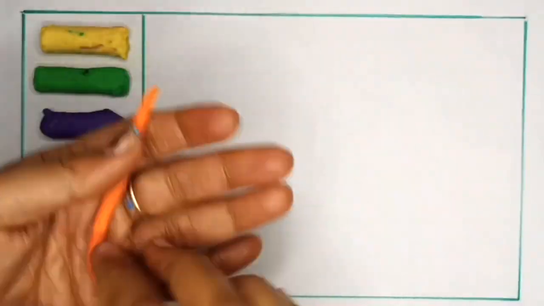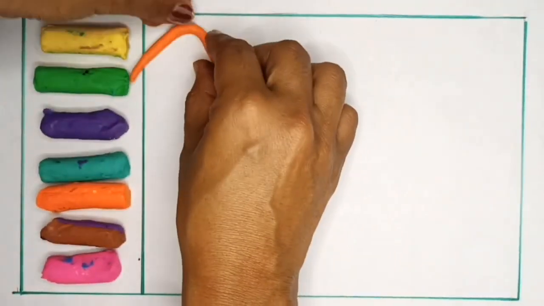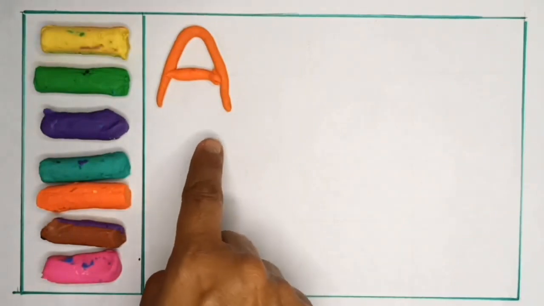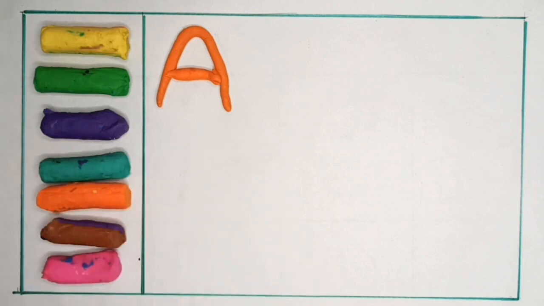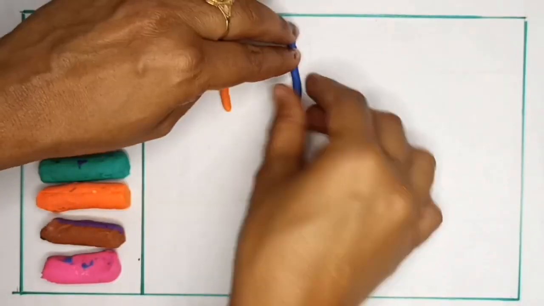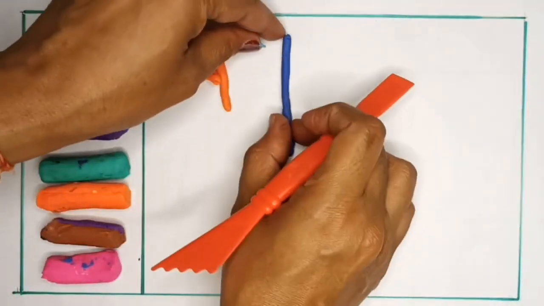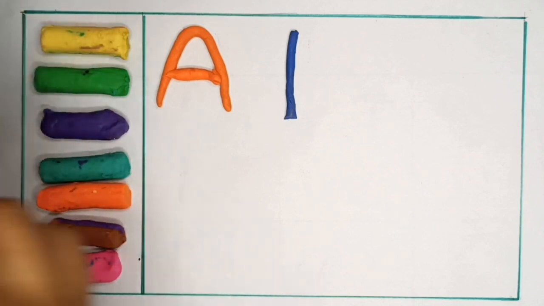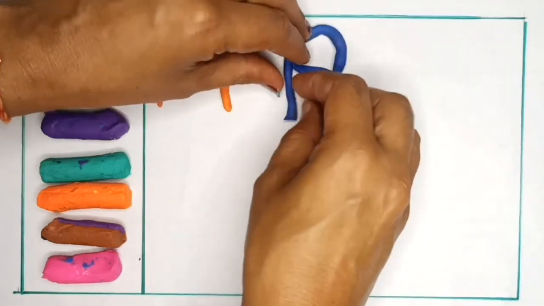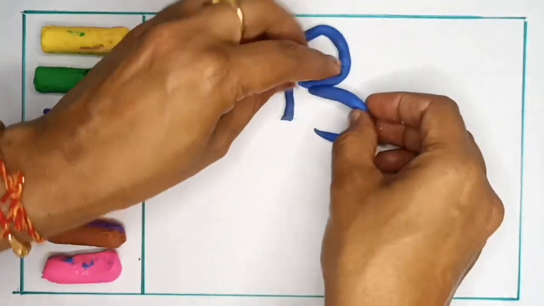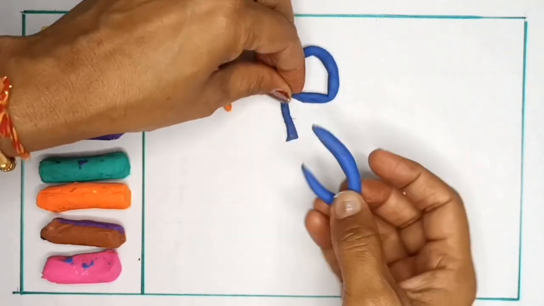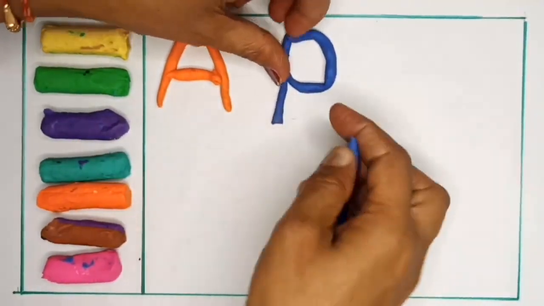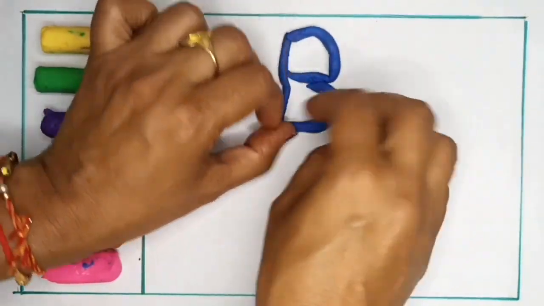Orange color. A, A for apple. Blue color. B for ball. B, B for ball.